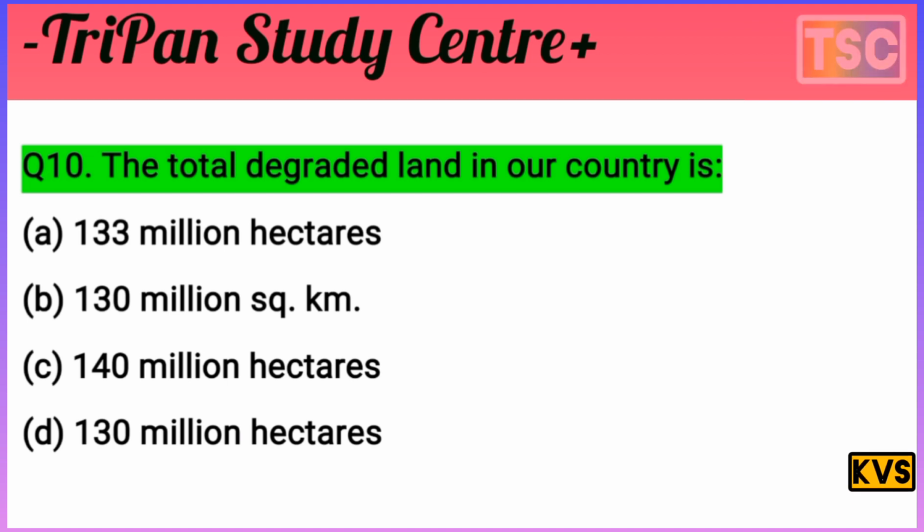A, 133 million hectare, is not a favorable answer. And 140 million hectare is a higher number here. But the answer is D, 130 million hectare. That is a good answer. 130 million hectare is the answer to the 10th question here.